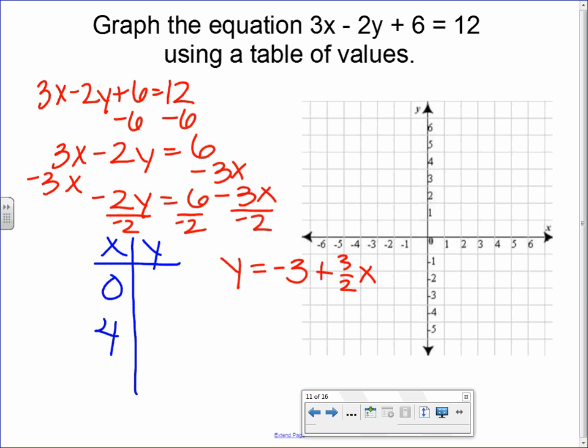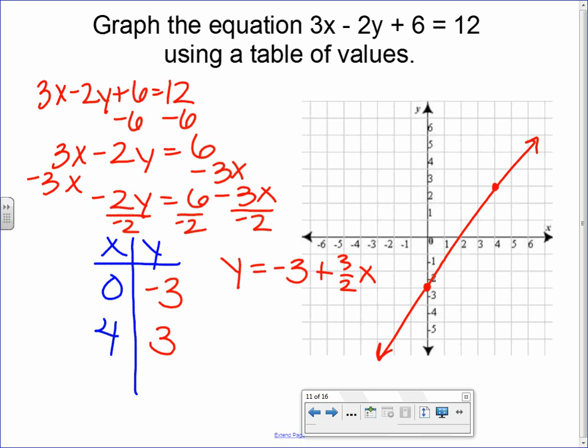If you plug in 0, you should have gotten out negative 3. If you plug in 4, you should get out 3. Right? 12, yeah, that's good. Okay. 0, negative 3 should be here. 4, 3 should be here. There is your line.